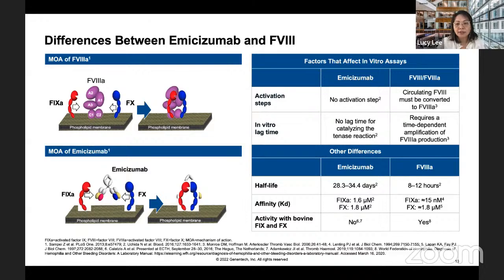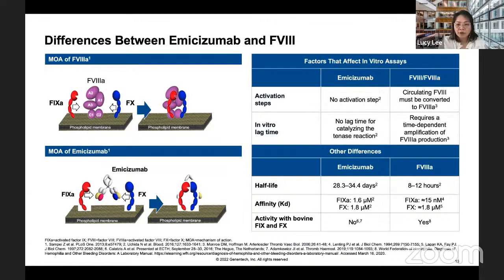On the right, you see essentially a summary of factors that affect in vitro assays and where the differences are between factor VIII, activated factor VIII, and emicizumab. I think a key important note to be aware of is that thrombin-induced activation of factor VIII is a critical step in forming a clot, and this is a time-dependent process, and this time is accounted for in the normal values of coagulation tests that are clotting time-based. And because emicizumab is not factor VIII, not activated factor VIII, and does not require activation, it does not exhibit this lag time. And we'll talk a little bit more about this in the slides a little bit later in this hour.